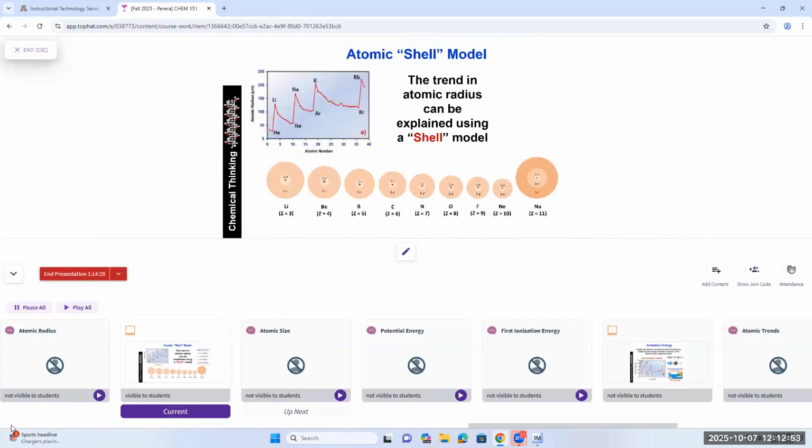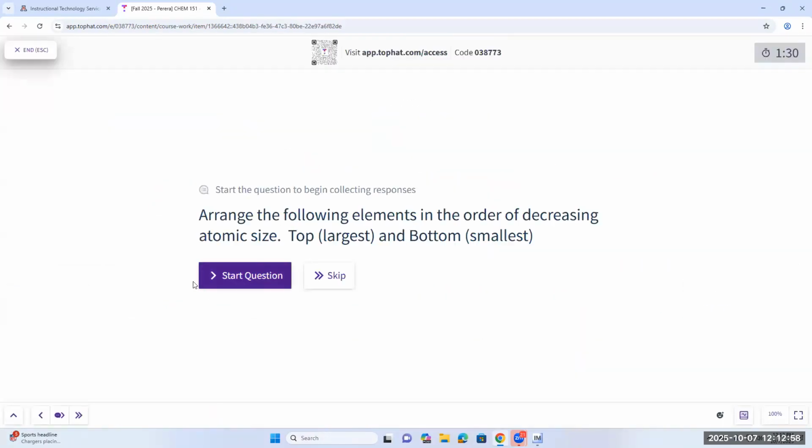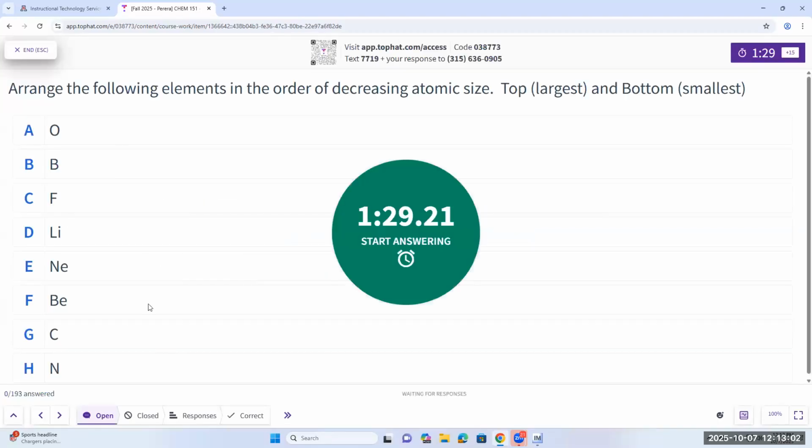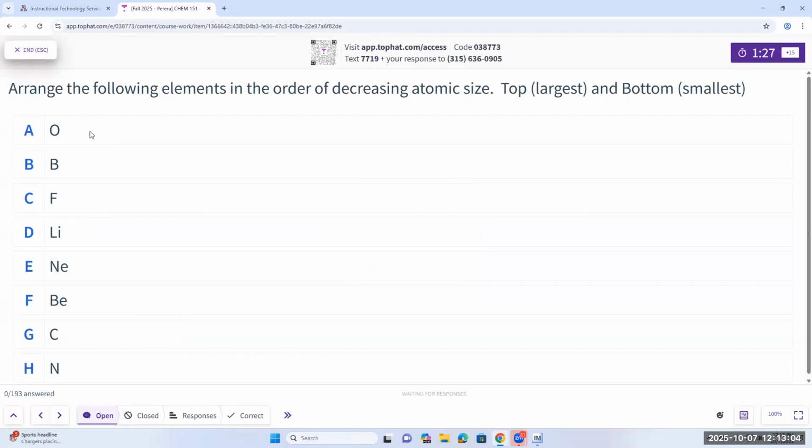All right. Any questions, concerns, comments at this point? Okay. So let's do this last question. This is the second period elements. I want you to arrange them with the largest at the top and the smallest at the bottom. Go ahead.